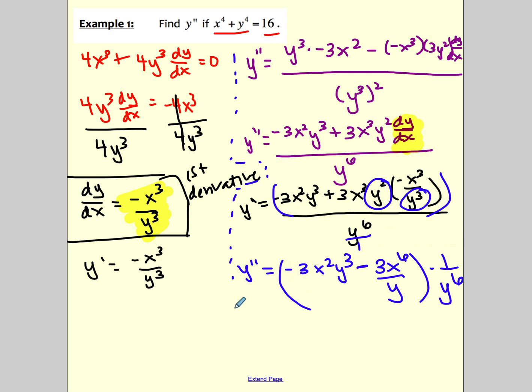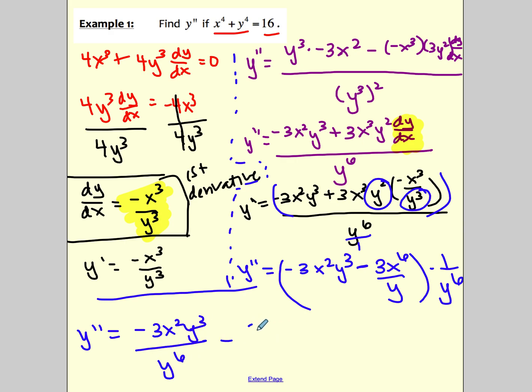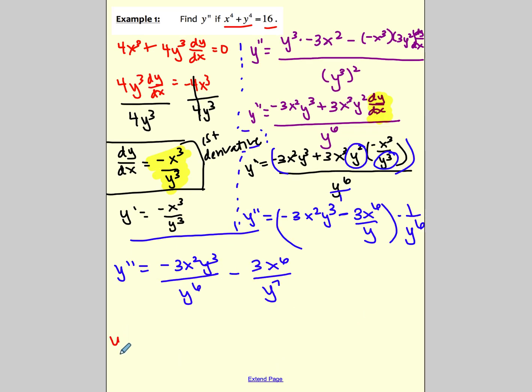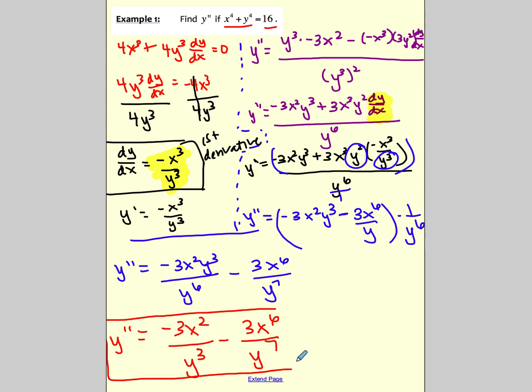Okay, now from here I'm going to distribute this. So y double prime equals negative 3x squared y to the third all over y to the sixth minus 3x to the sixth over y to the seventh. Okay. And then from here, I would go ahead and just reduce the y's here. So one valid answer, one good answer would be negative 3x squared over y to the third, okay, when I combine my two y's, minus 3x to the sixth over y to the seventh. Okay, so this is one good answer. This would be a totally acceptable answer.